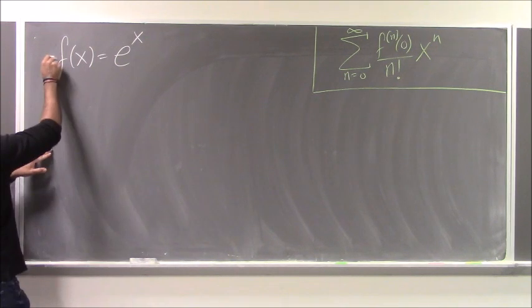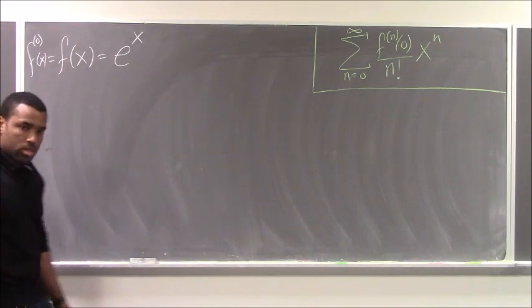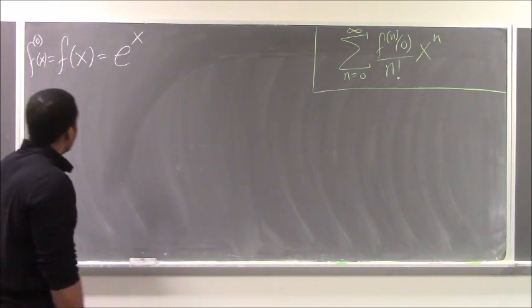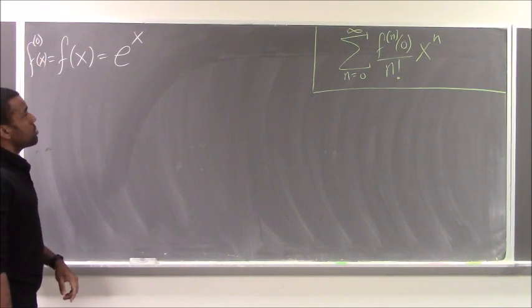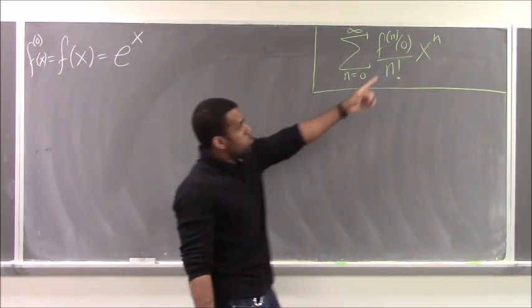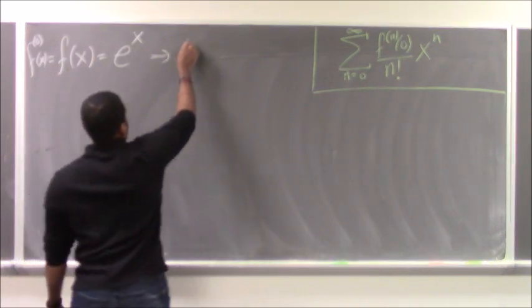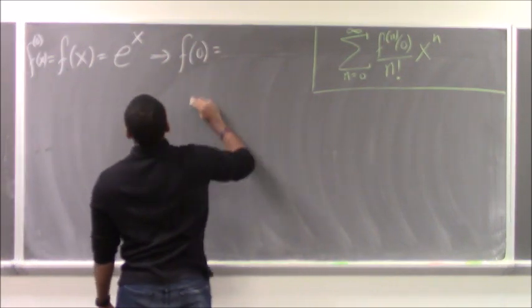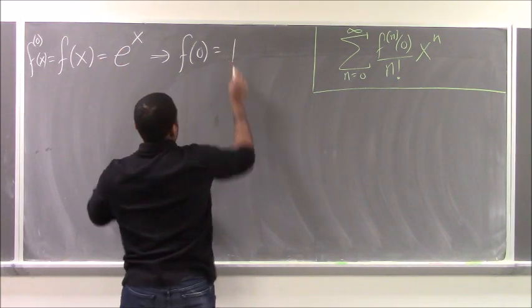Remember, the original function is the 0th derivative. So we haven't taken any derivatives yet. So I know what f to the 0 of x is. What I do need to know is what it would be evaluated at 0. So I'm just going to plug in f of 0. And if I plug in x equals 0 here, I would get 1.